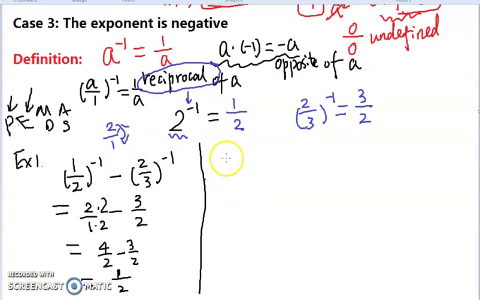Before we look at the second example, we want to go back to the definition of a negative exponent. So we talked about the negative exponent. If the exponent is -1, what does it mean? For example, a to the -1 means 1 over a, which means the reciprocal. But what if we have a raised to -2? So a raised to -2, what does it mean? Again, this negative in the exponent means reciprocal. So it means the reciprocal of a squared.